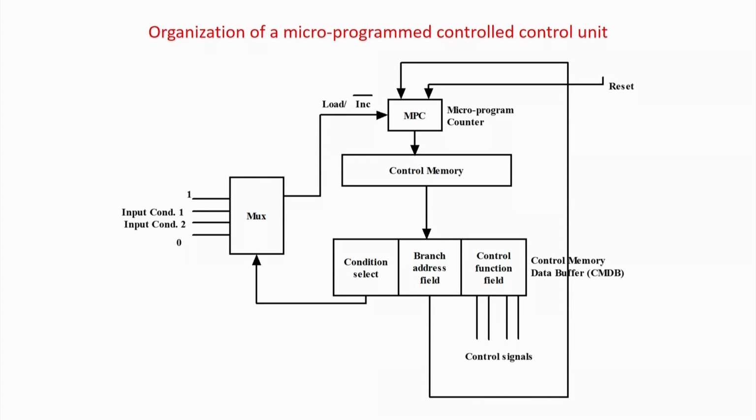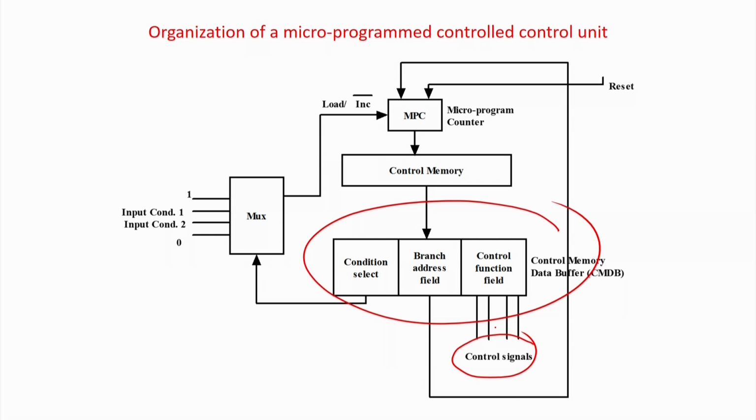This is the figure which will clear what I was saying. We have to take it in a slightly elaborate manner and look at what happens. We basically have a memory, and we have 3 fields. This is the control function field, which is very, very important. The control signals are like program counter in, program counter out, all these things will be there. That is the main part of it. There are 2 other parts: one is called the condition select and one is the branch address field.